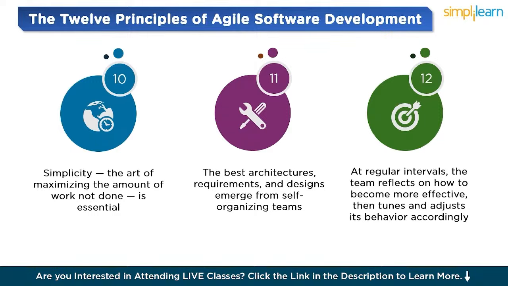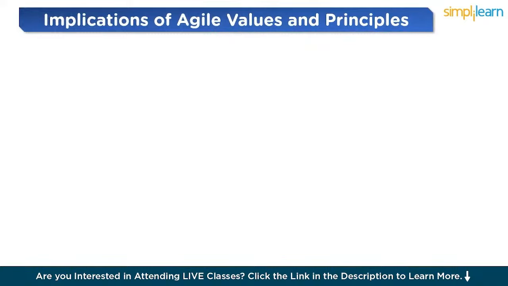With core values and principles in mind, let's have a look at implications of Agile values and principles. The implications of Agile values and principles revolve around fostering a culture of flexibility, collaboration, and continuous improvement.